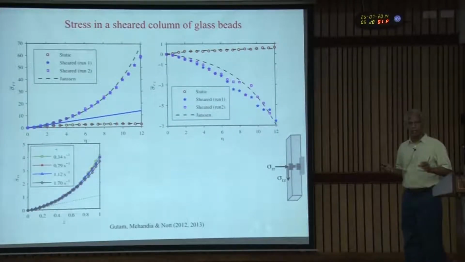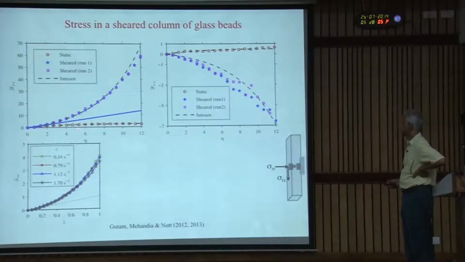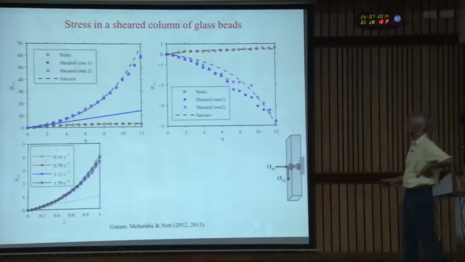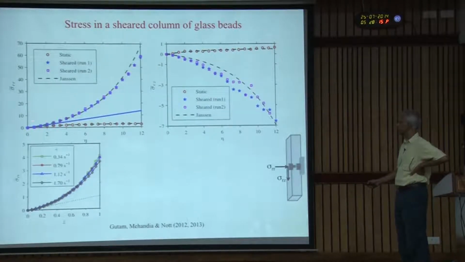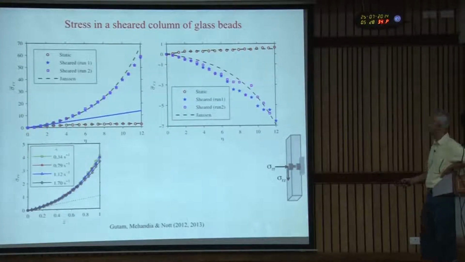But the moment you start shearing, you see something completely different. So, first, these data points are for the static, which I already showed you. The blue line is what you would see if it were a fluid column. Okay, so that's the hydrostatic line. So, the static stresses are much lower than the hydrostatic stresses. They saturate. The moment you shear, all the stress components seem to exponentially increase with distance from the free surface, okay, with depth.